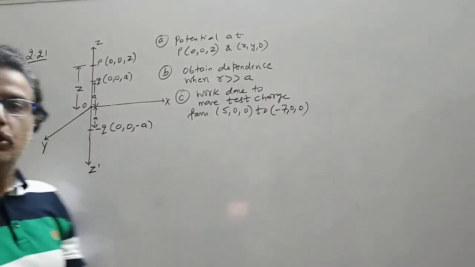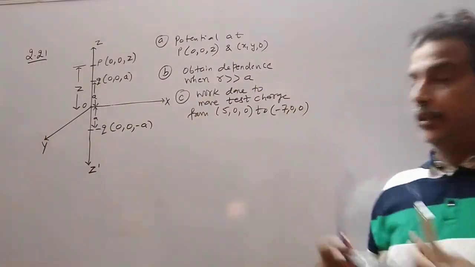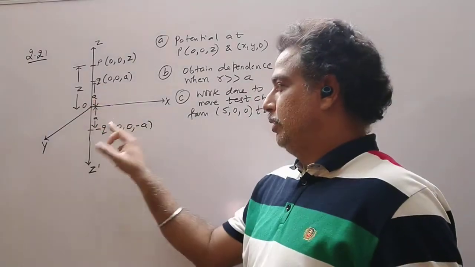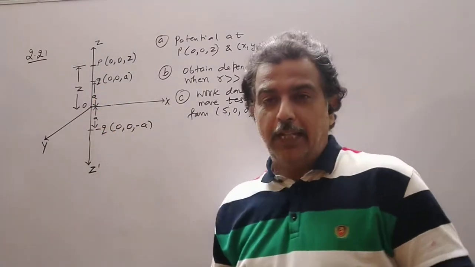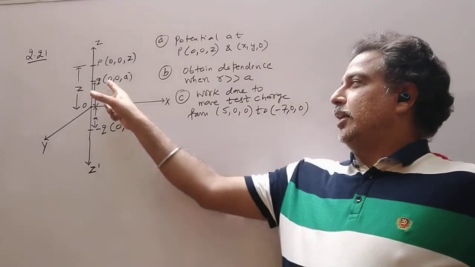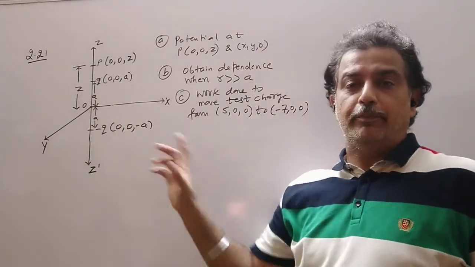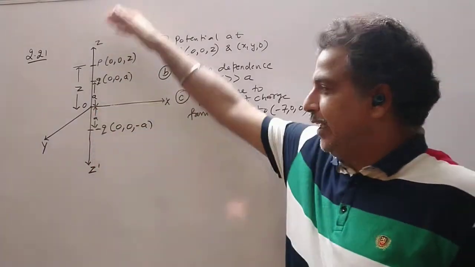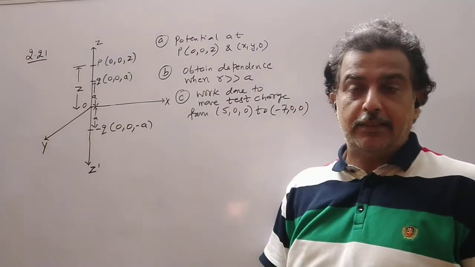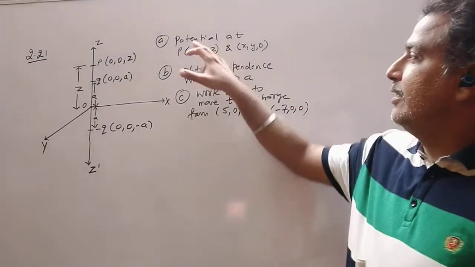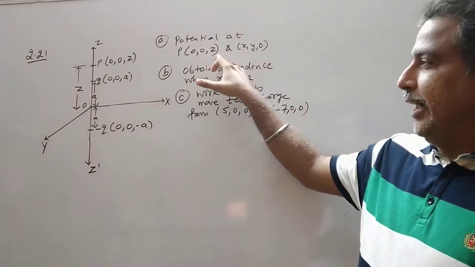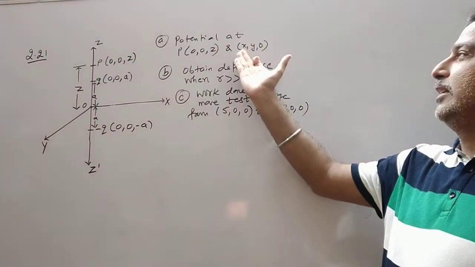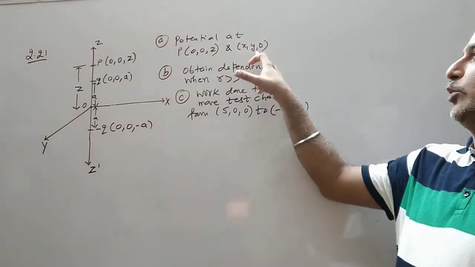Now let us come to question number 21. Now what question number 21 says, we have two charges, plus q, minus q, and the coordinates of these two charges are 0, 0, a and 0, 0, minus a. So the charges plus q and minus q are along the z-axis. So we have taken this as the z-axis. You have to find out, in the first case, potential at point 0, 0, z, means the point P is along the z-axis. And the second part of this is find out the potential at a point x, y, 0, that is in the xy plane.